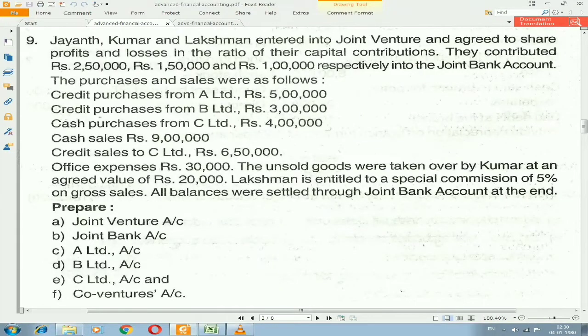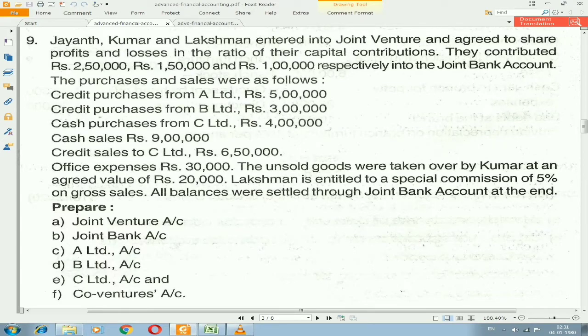Jayant, Kumar and Lakshman entered into a joint venture and agreed to share profits and losses in the ratio of their capital contribution. They contributed rupees 2,50,000, 1,50,000 and 1 lakh respectively into the joint bank account. The purchases and sales were as follows: credit purchases from A Limited rupees 5 lakh, credit purchases from B Limited rupees 3 lakh, cash purchases from C Limited rupees 4 lakh, cash sales rupees 9 lakh, credit sales to C Limited rupees 6 lakh 50,000, office expenses rupees 30,000.